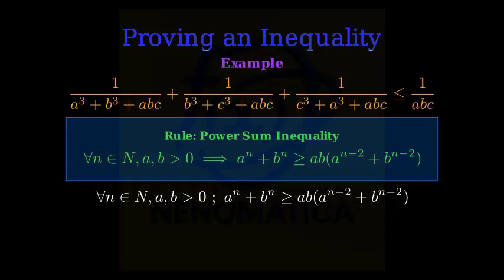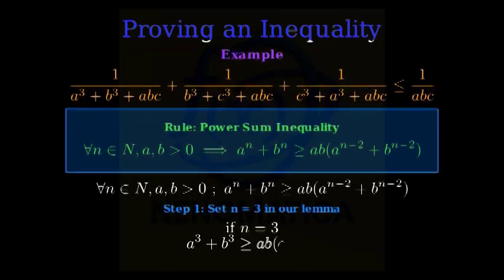For any n in the natural numbers and positive values a and b, we have a to the power of n plus b to the power of n is greater than or equal to a times b times the sum of a to the power of n minus 2 and b to the power of n minus 2. This lemma will be our starting point. Let's set n equal to 3 in our inequality and see what happens.